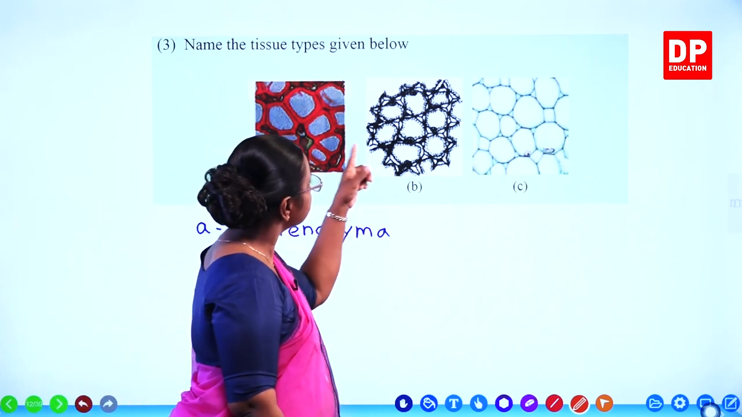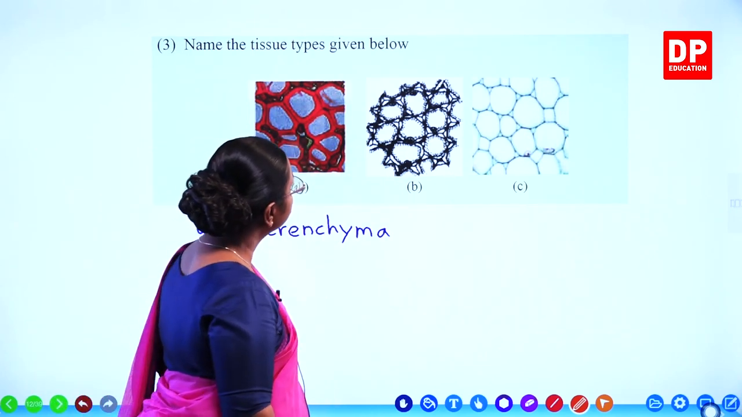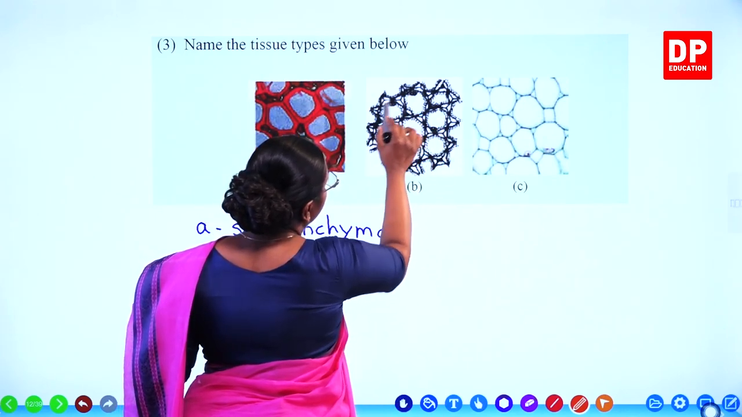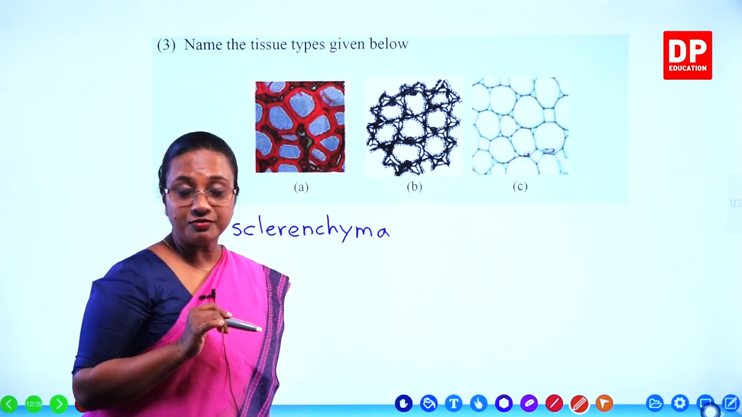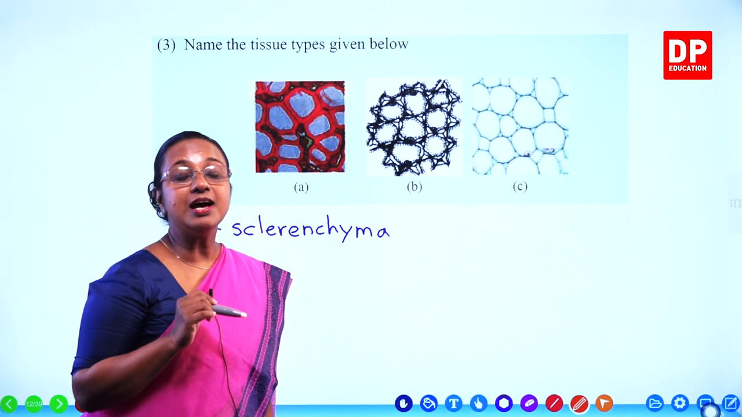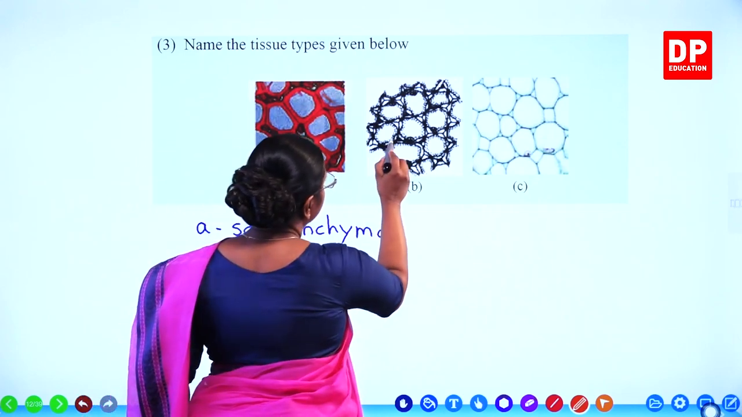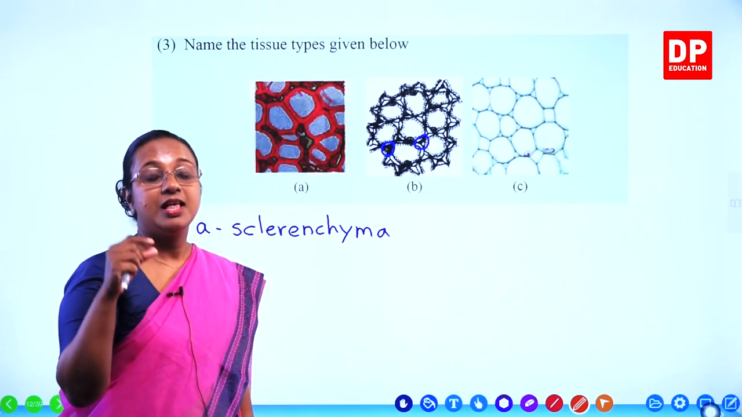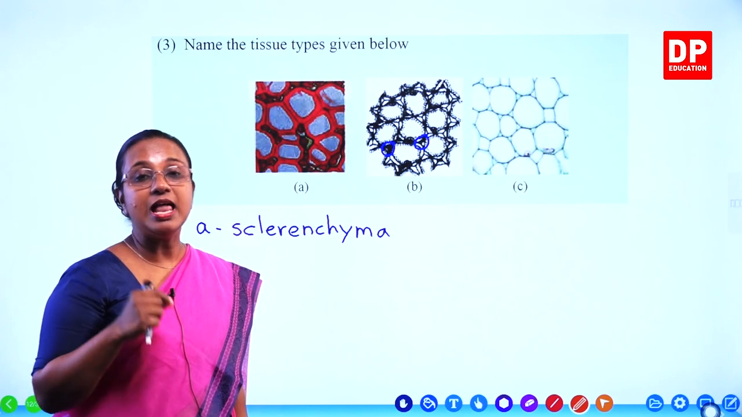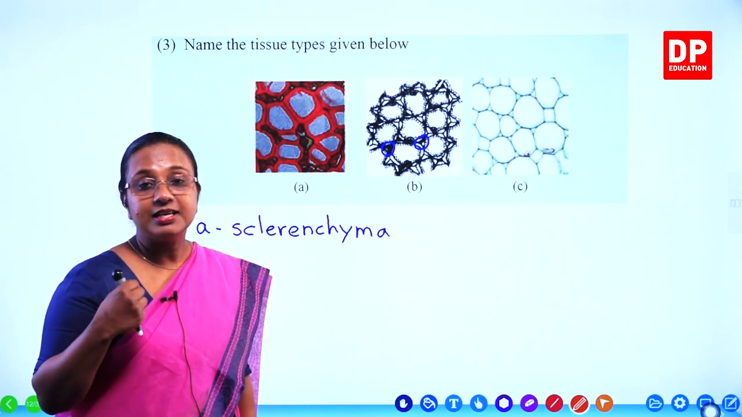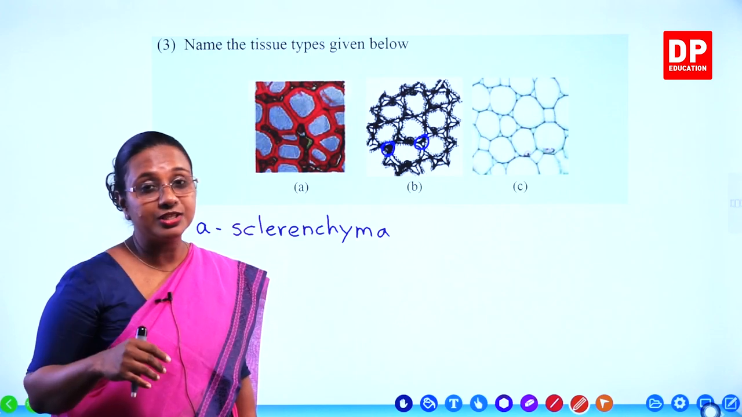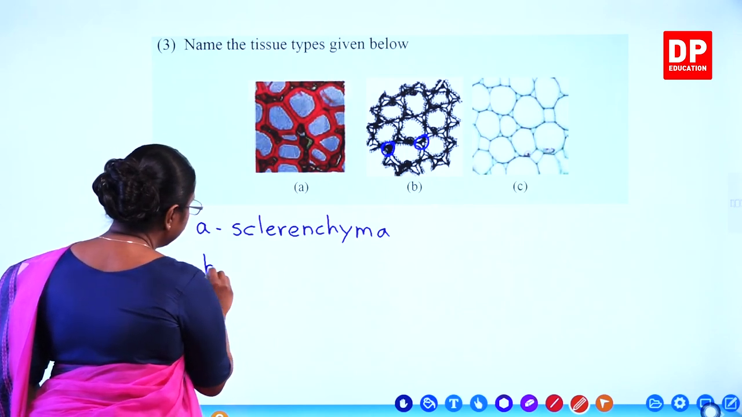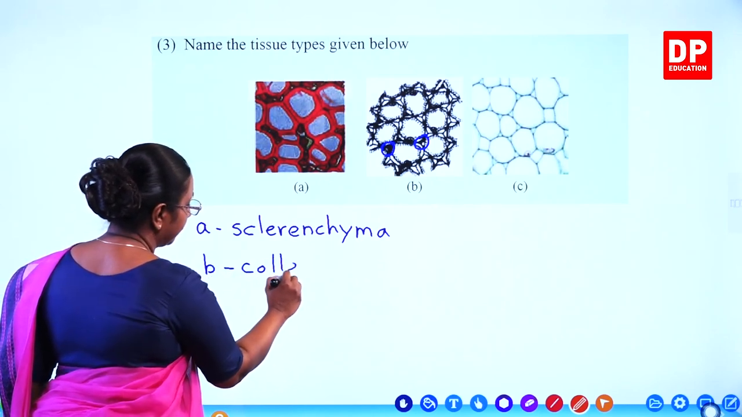Then we look at the second diagram. Here you can see these are the cells, and in certain cells you can identify the presence of nucleus. So that means they are living cells. And also at these parts you can see that there is a deposit. The corners of the cell wall are thick. They are thickened with cellulose and you know the tissue. This is collenchyma tissue. So B has to be collenchyma.